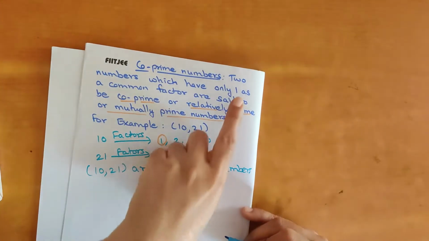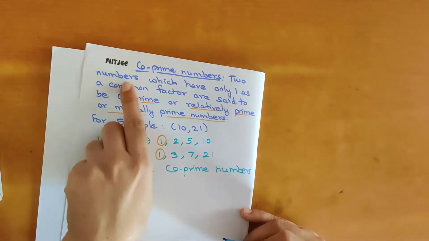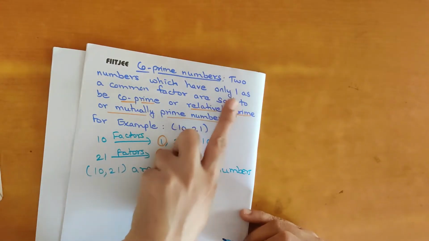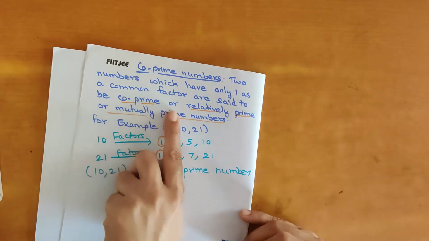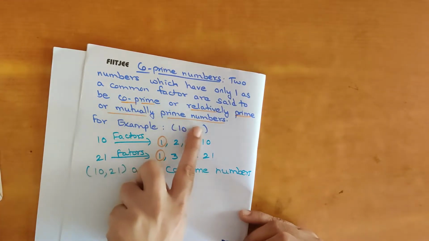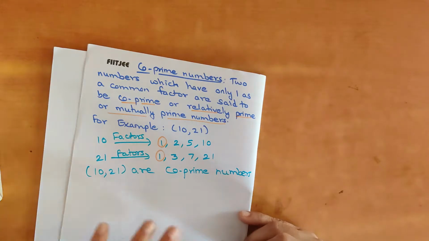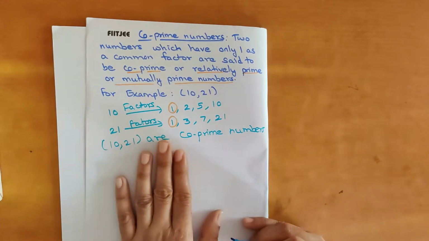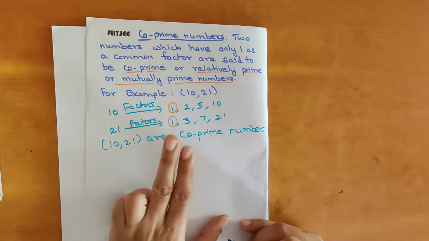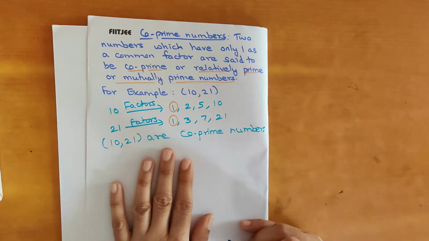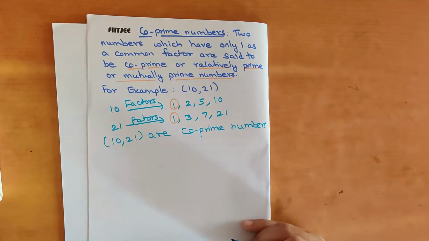Once again I will repeat, two numbers which have only one as the common factor are said to be co-prime or relative prime or mutually prime numbers, just now shown with the example. So when you are finding the factors, if you are getting only one common factor, then we will say they are a pair of co-primes.